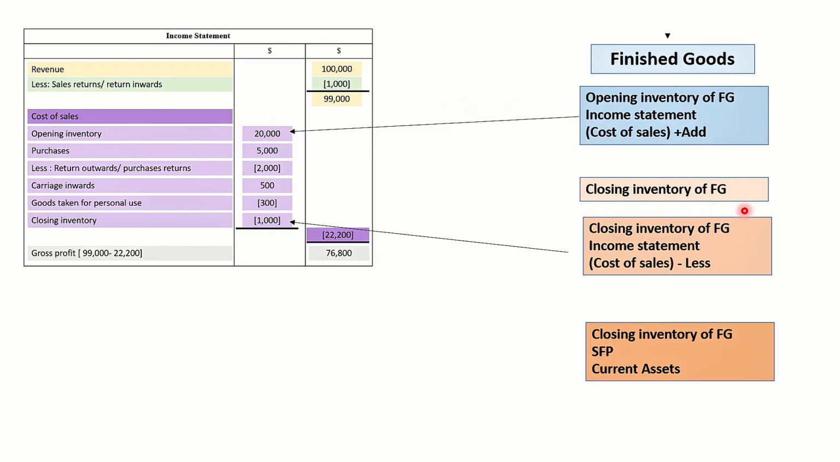Closing inventory of finished goods, once again under cost of sales, but you deduct this value. So you go under the section of cost of sales, closing inventory of finished goods, and you deduct this value. Furthermore, closing inventory of finished goods will be transferred to statement of financial position under current assets.